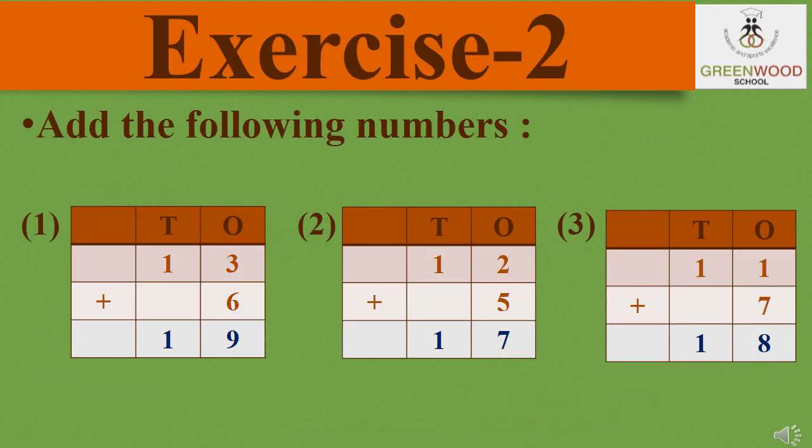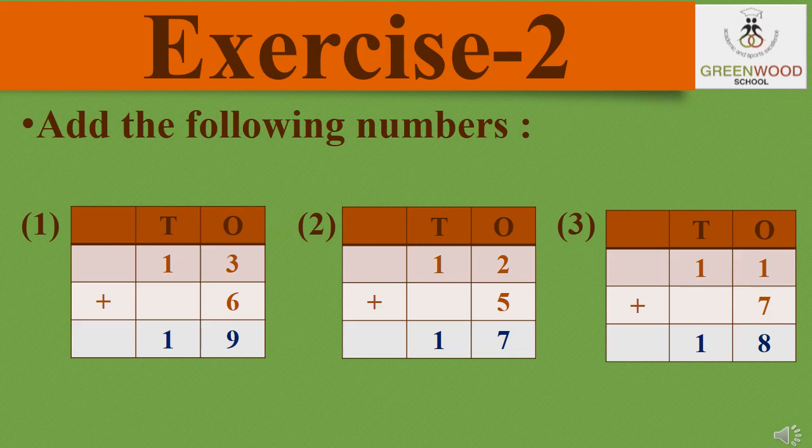Exercise 2. Add the following numbers. First one, 13 plus 6. 13 is a 2-digit number, therefore divided in two parts, tens and ones. First we will add ones because addition always starts from ones place. So what is 3 plus 6? Count it. 6 in mind, 3 in fingers. Start counting after 6. 7, 8, 9.